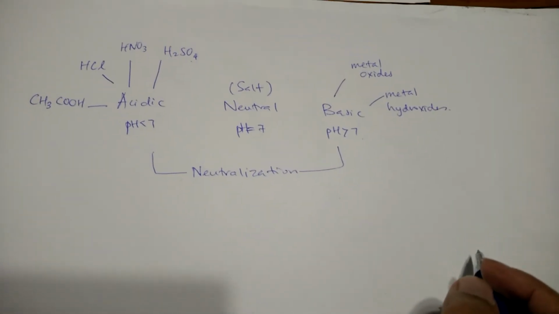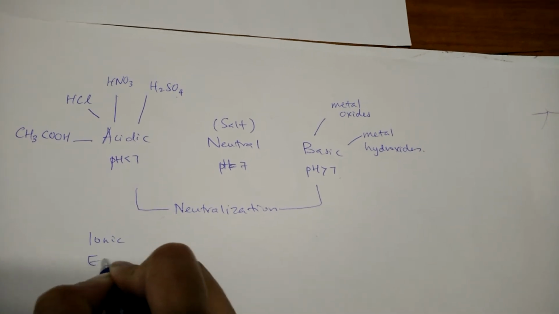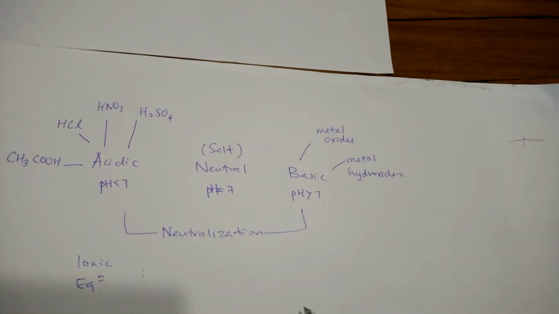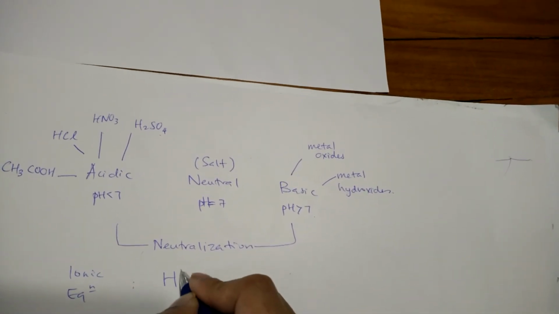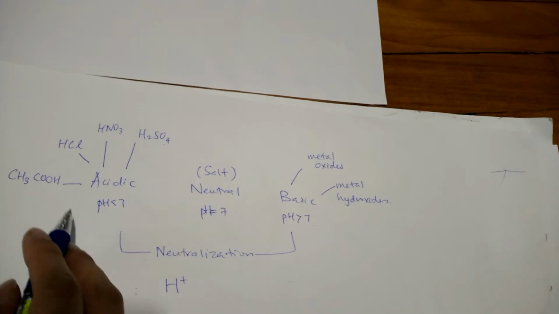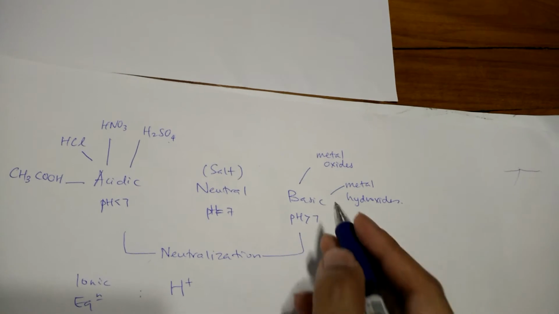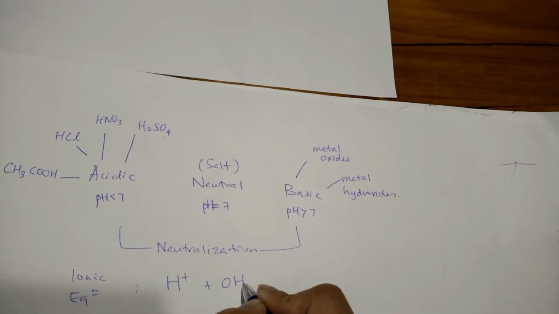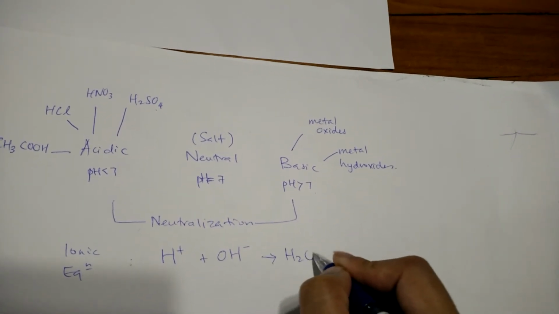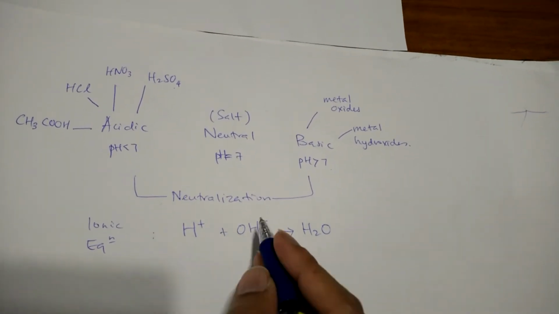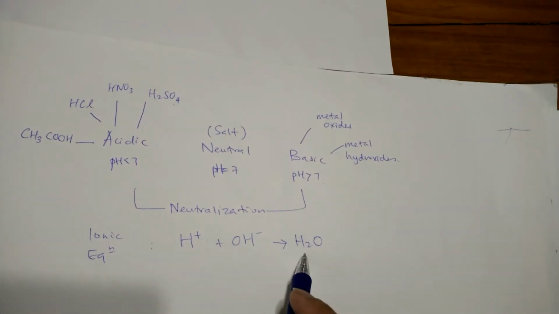Now this neutralization process has a general equation, or what we call the ionic equation. The equation is, since all acids have hydrogen ions, okay? The reason why it's an acid is because it contains hydrogen ions, right? So an acid has hydrogen ions. Our oxides and hydroxides, they have the hydroxide ions. When they react, they form water. So this is the ionic equation for neutralization. Acid and base react to get something that is neutral, water.